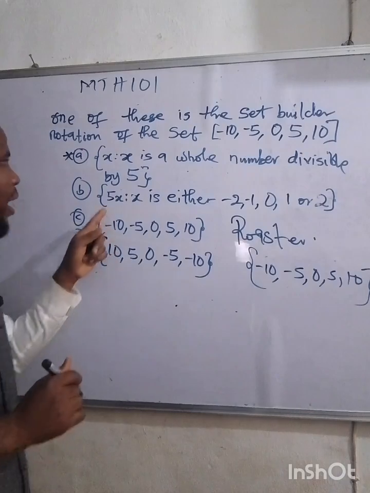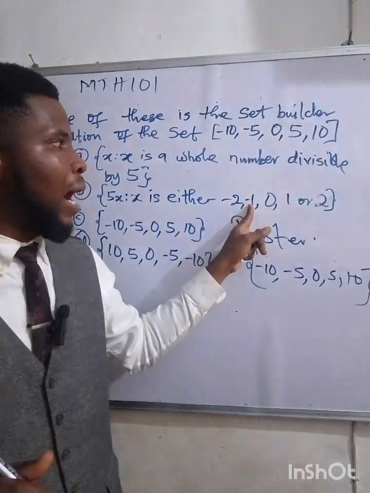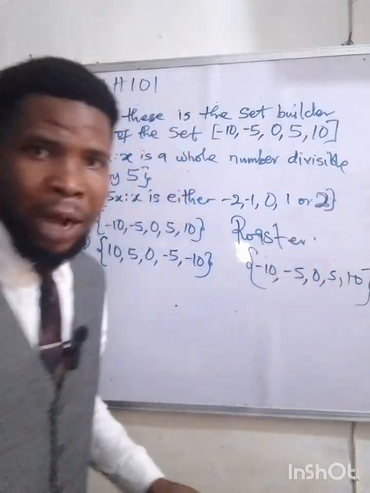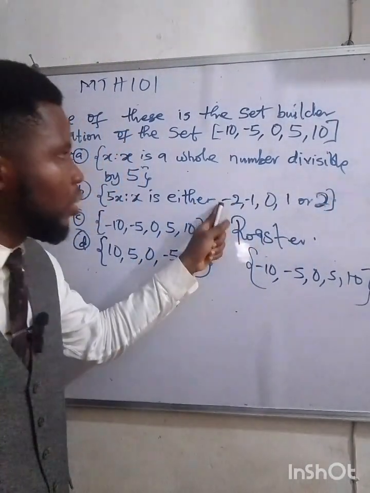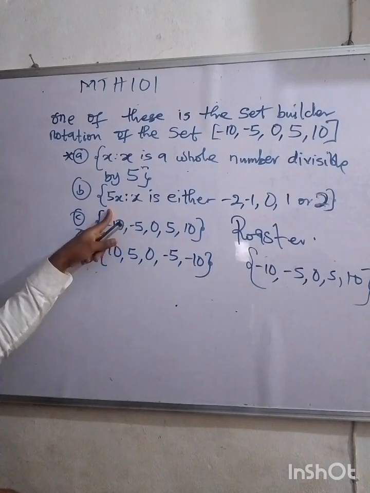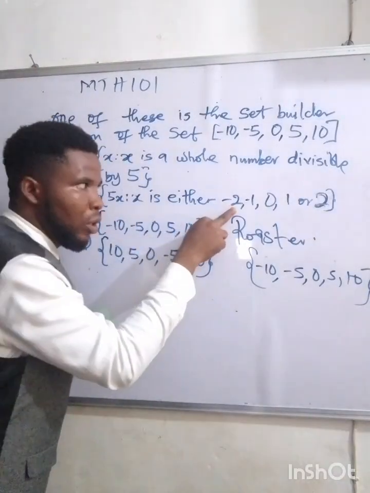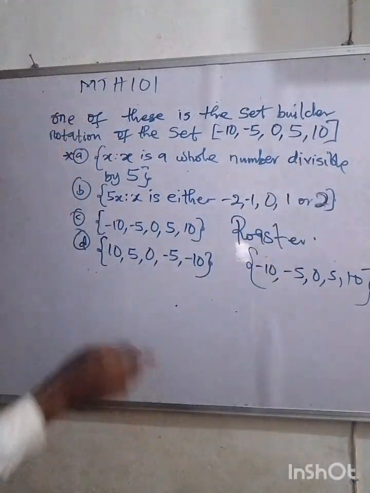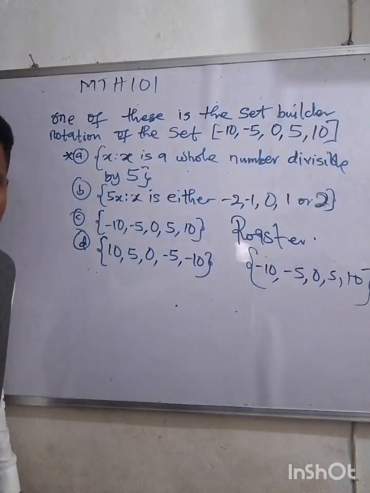So let's go to the second one. You can see 5s, such that s is either minus 2, minus 1, 0, 1, and 2. Obviously you can see these numbers are limited from minus 2 down to 2. So what does that mean? It means that if I multiply 5 by s, I'm going to get any of these. Let's check if that is correct.